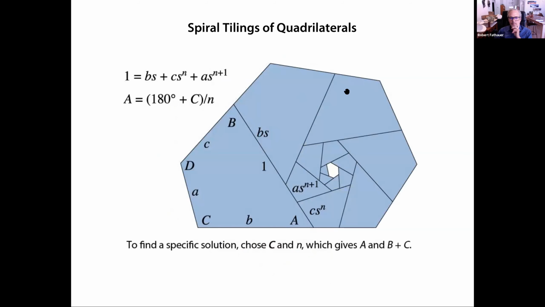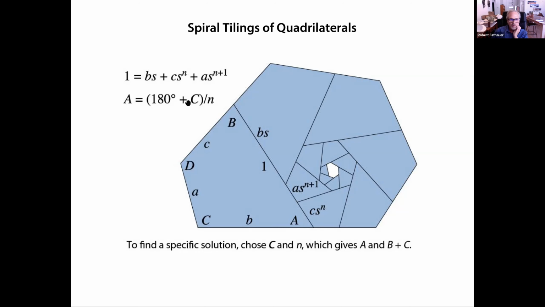And so we do a drawing like that and label things. It's a little harder in this case. So we have sides A, B, C, and D is 1. A, B, C, and D are the angles. We scale and rotate, arrange the base on the side here. And after n rotations, we're over here where we're sharing part of an edge. And one more rotation shares another edge of the quadrilateral. So your equation now is 1 equals bs plus cs to the n plus as to the n plus 1.